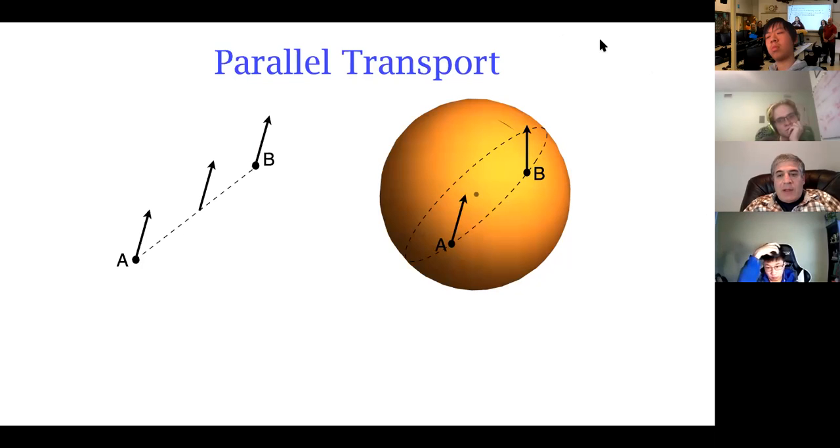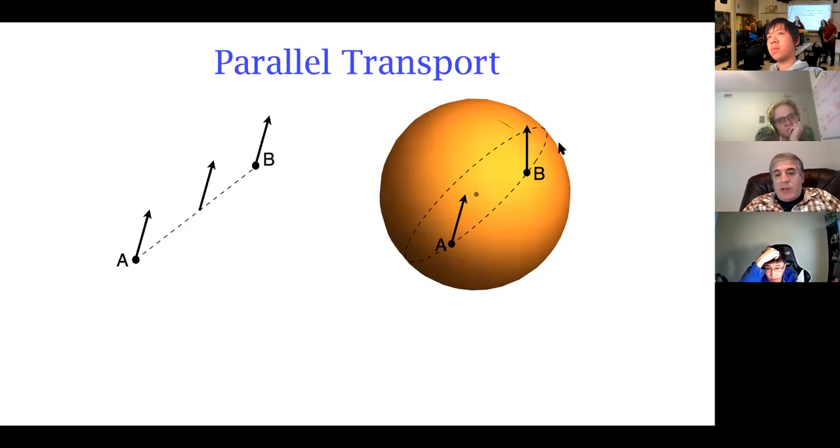And we are going to do that using the idea of parallel transport. Okay, so what we are going to do is we are going to ask, can we transport a vector parallel to itself from point A to point B? And on a plane, there is no problem. We just connect it with a straight line and move the vector in such a way that the angle between vector and straight line is preserved.